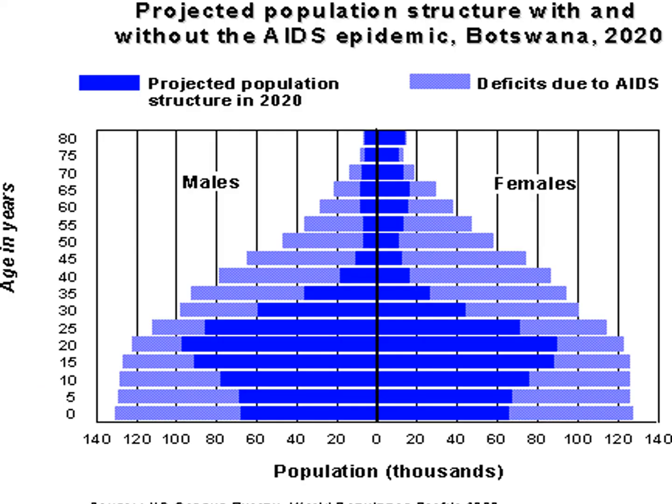And so this is what we were talking about. This is looking at Botswana and their projected population in 2020. The darker blue, that is their projected population. The lighter blue, those are people that could be there but died because of AIDS.